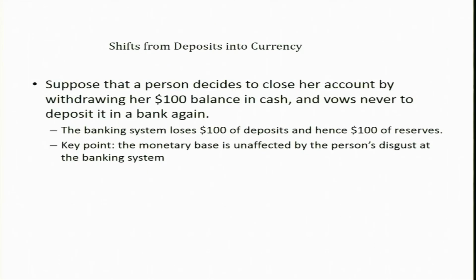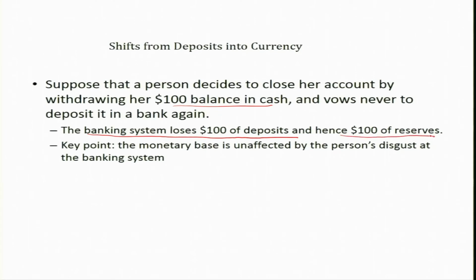So, now let us see shifts from deposits into currency. Suppose that a person decides to close her or his account by withdrawing the $100 balance in cash and never to deposit it in a bank again. Expanding this idea, suppose there is a decline in the banking habit of the people. Then let us see what happens if people withdraw their money from the banking system. In this case you can see that the banking system loses $100 of deposits and hence $100 of reserves as well.